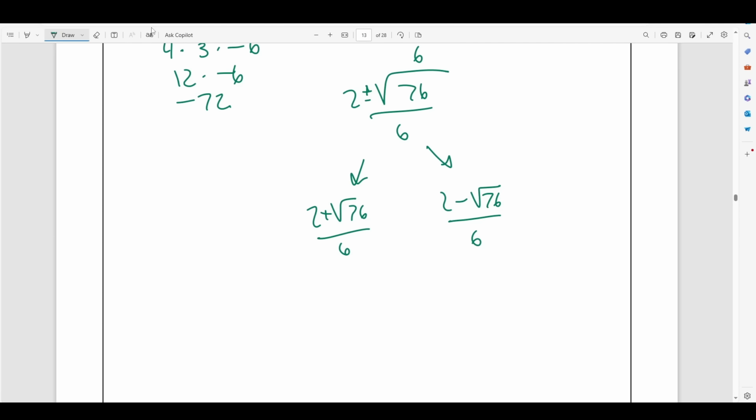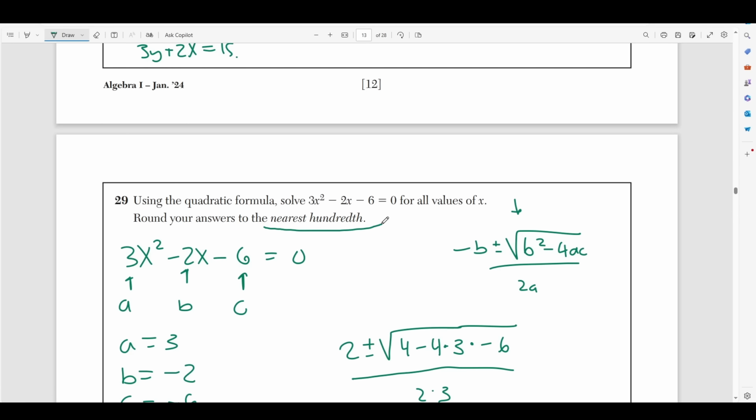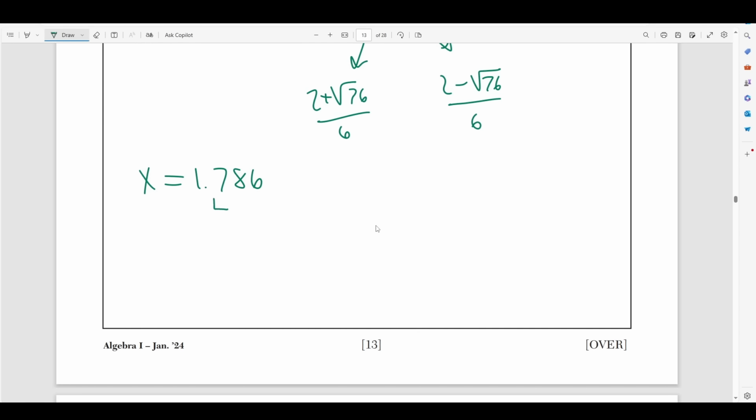1.786, right? So this x has to equal 1.786. But notice that they're asking you to round your answer to the nearest hundredth, right? So this is the tenths and this is the hundredths place. So you're rounding up. Because this number is greater than 5, you need to round up. So this 8 turns into a 9.